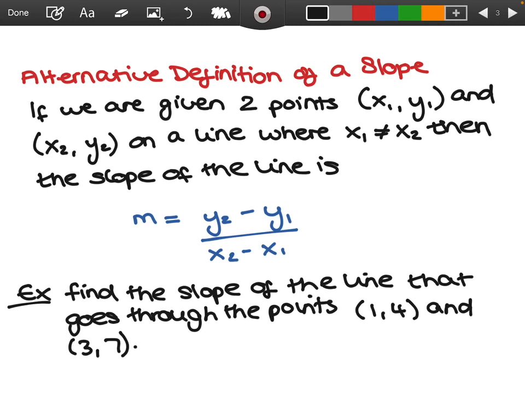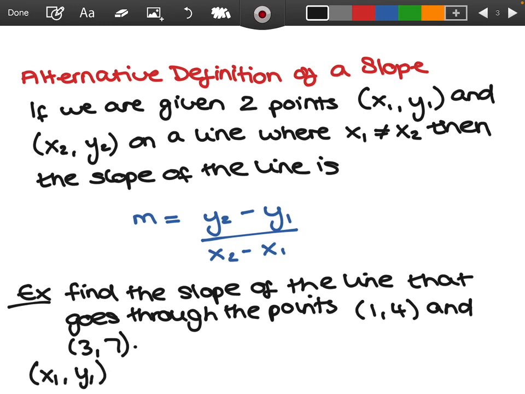Now we have to label our points x sub 1, y sub 1 and x sub 2, y sub 2. It doesn't matter which way around you label the points, just make sure that you stay consistent. Whichever point has sub 1, keep that the same. Whichever point has sub 2, keep that the same, because otherwise you will end up with a weird answer when you go to find the slope. So it doesn't matter which way around you label these points. I'll just go with the order that they're in.